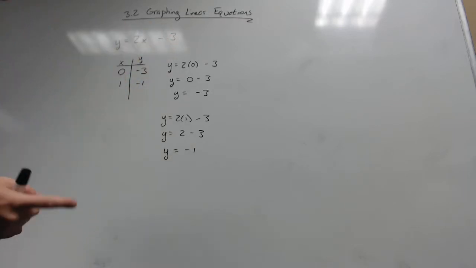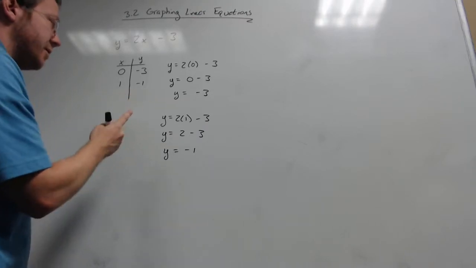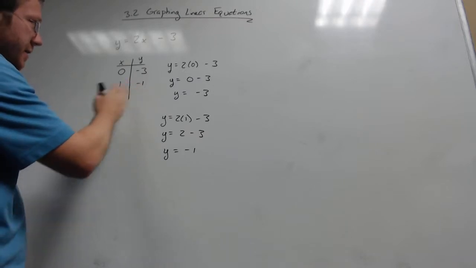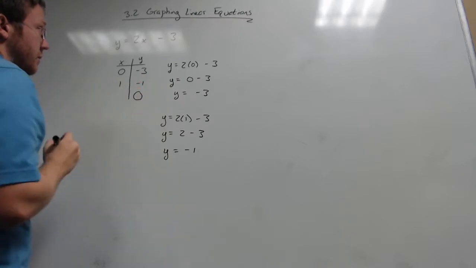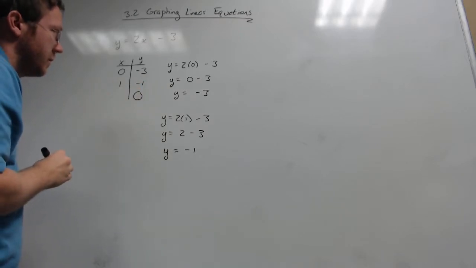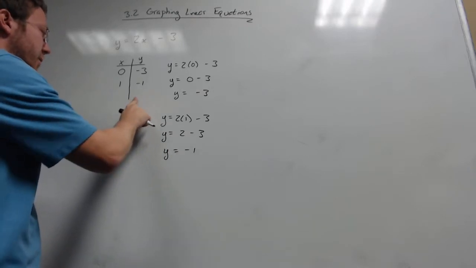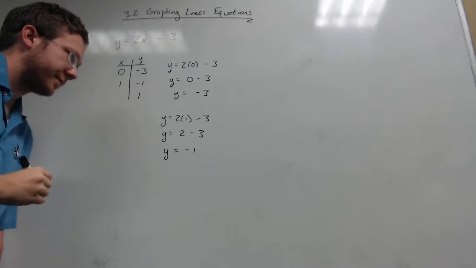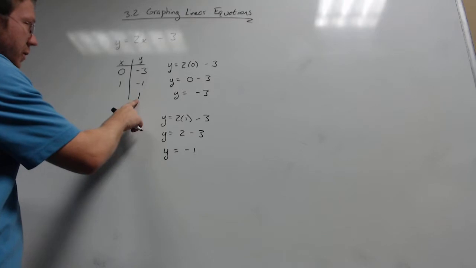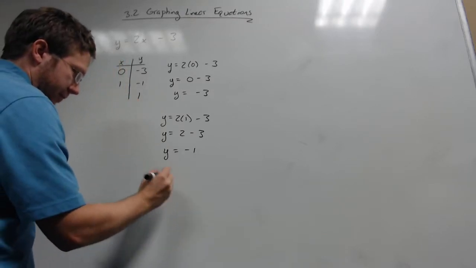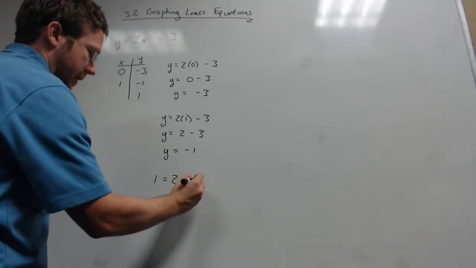Let's just find one more. This time, I'm going to pick a value for y, just to show you that it doesn't matter. You can pick a value for x or a value for y. It's kind of open-ended in that regard. I'm going to pick 1 for y. So if we substitute 1 in for y, we have 1 = 2x - 3.